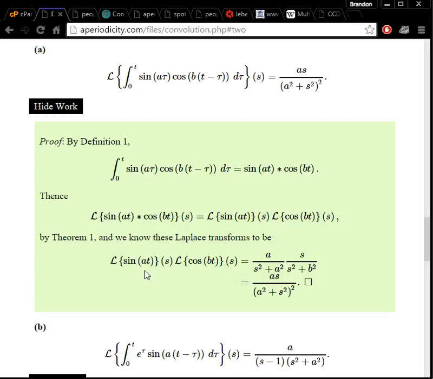And the Laplace transform, as a quick review, of sine of at is a over s squared plus a squared, and cos is the opposite on top, same on the bottom, s over s squared plus b squared for b, and then we multiply them together as as over a squared plus s squared, and the entire thing squared.